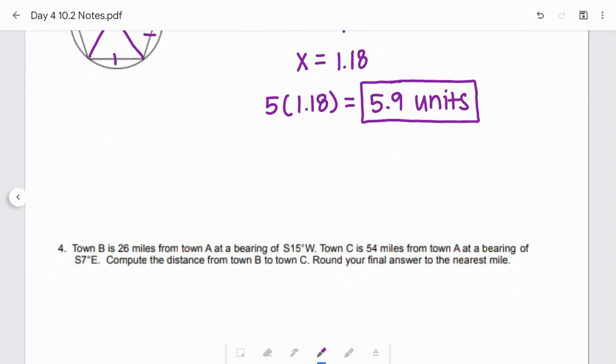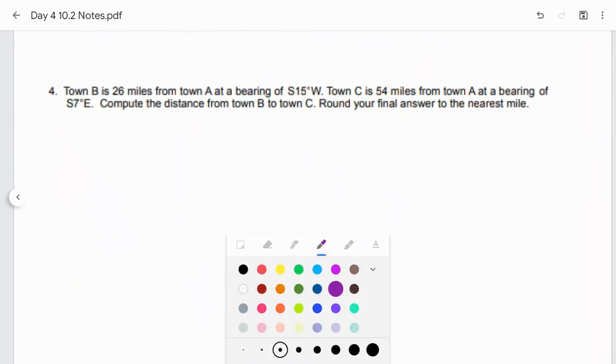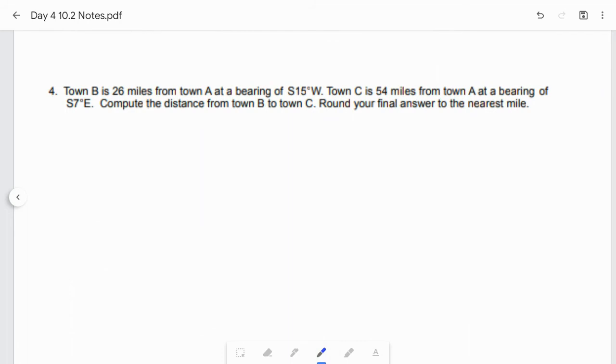Okay. Our last problem for today, this one's an important one because the rest of chapter 10 is going to have a lot of problems like this. So we have town B, and it's 26 miles from town A at a bearing of south 15 degrees west. Town C is 54 miles from town A at a bearing of south 7 degrees east. We want to compute the distance from town B to town C, and then we're going to round our final answer to the nearest mile.